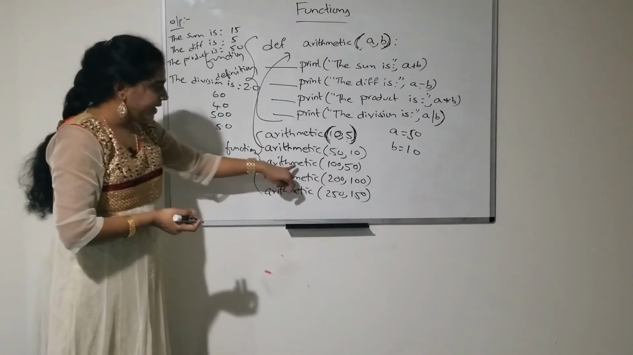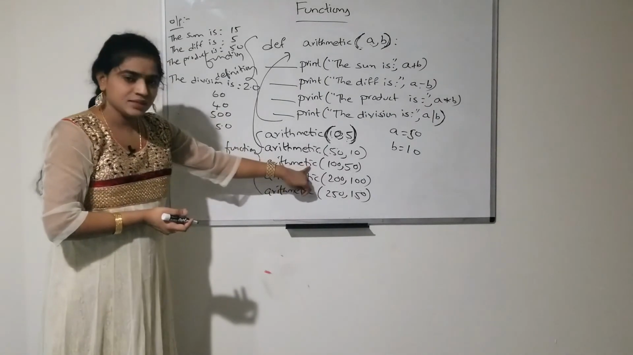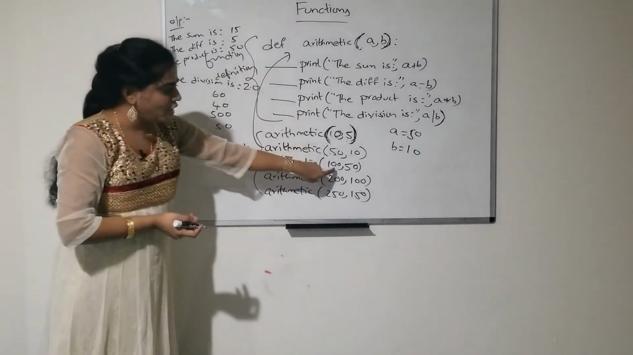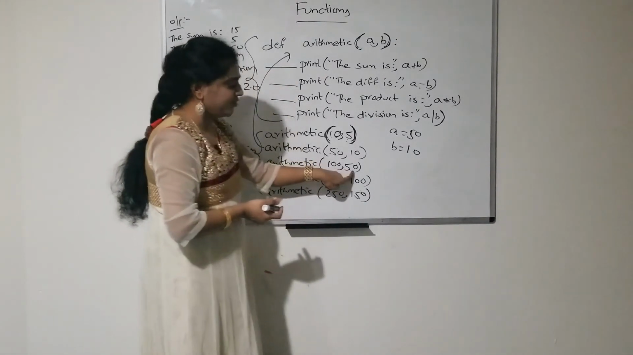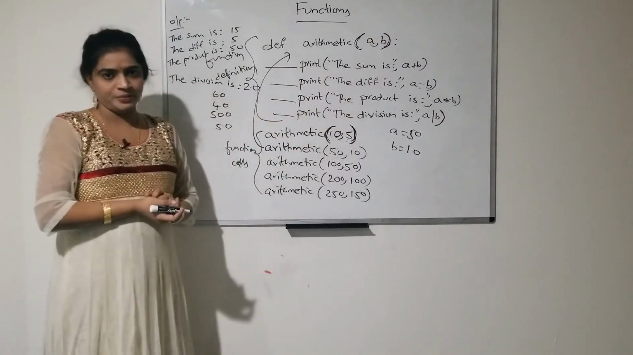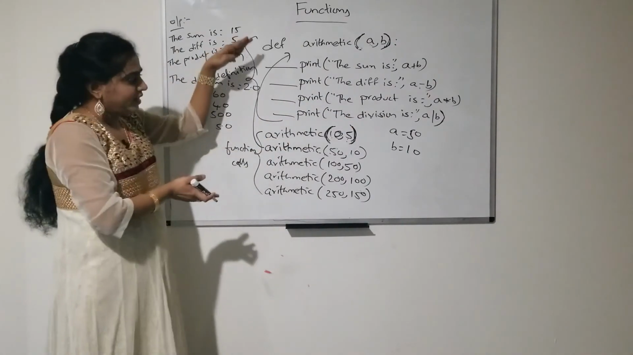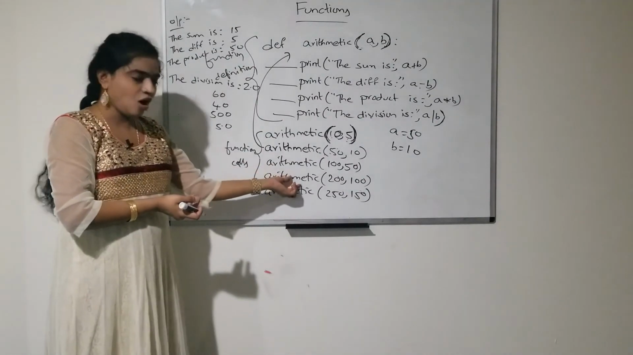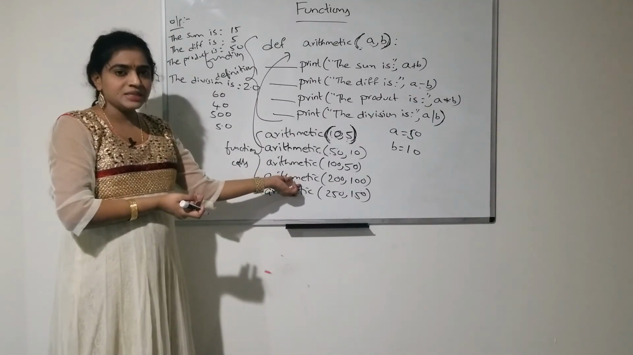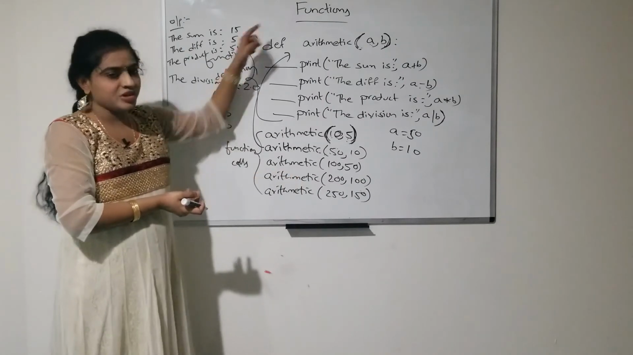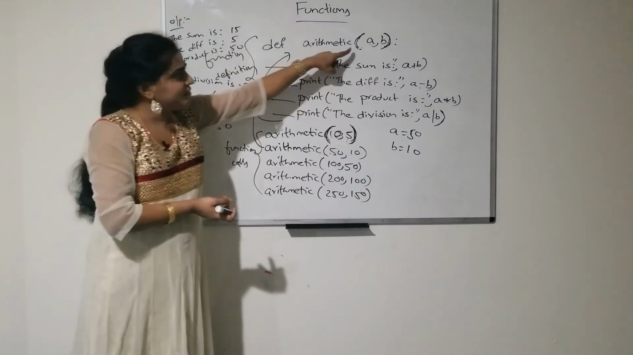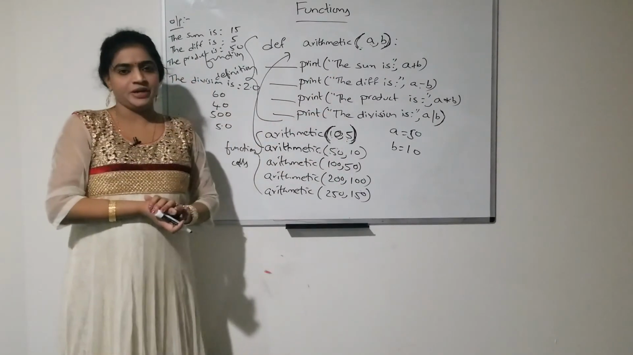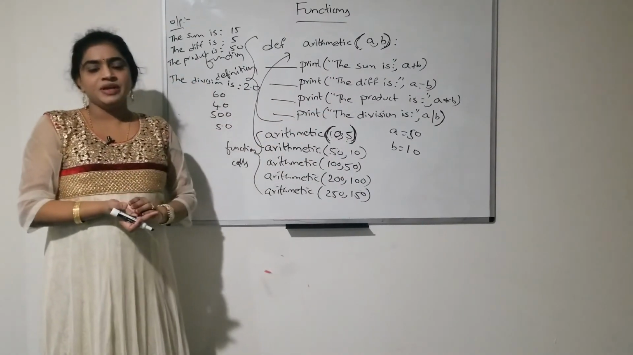Next, again this function call is executed. It goes to the function definition, and now the a value is 100 and the b value is 50. With these values, these statements are executed. So whenever a function is called, the cursor goes to the function definition, the variables are assigned these values, and with these values the statements are executed. Like that, the function execution is done.